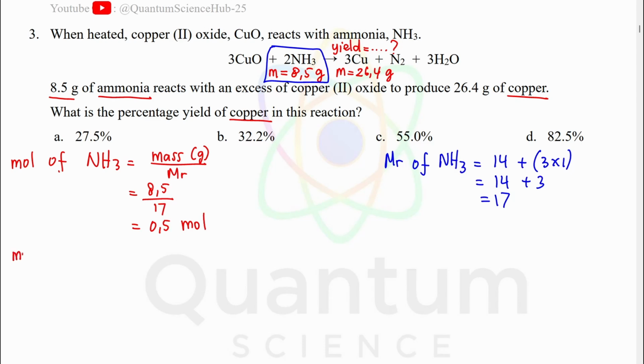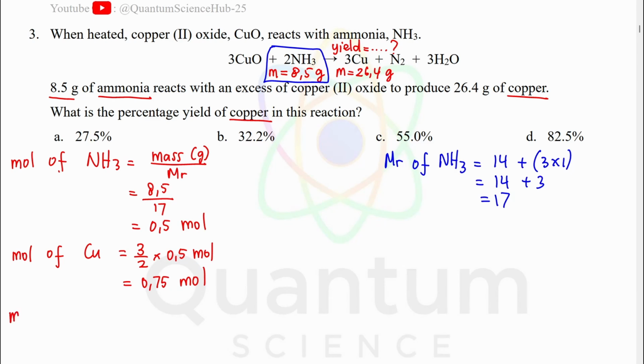Next, we find the mole of Cu. So remember here, this 0.5 mole is for 2 molecules. So how many moles for 3 molecules? We are using the concept of jumping mole, right? So 3 out of 2 times the mole of NH3. So 3 out of 2 times 0.5 mole, you will have 0.75 mole.